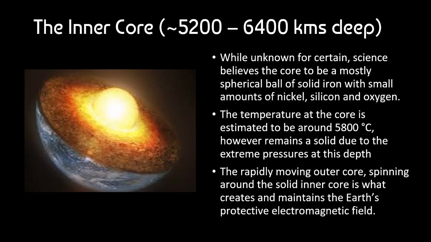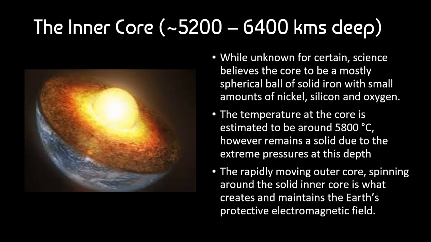The temperature here is estimated to be around 5,800 degrees Celsius, but it remains a solid because of the pressure. So there's just so much sitting on top of it. The outer core, the mantle, the crust, and this is exerting so much pressure on the inner core that even though it is hot enough for iron and nickel to be a liquid, it stays a solid ball.